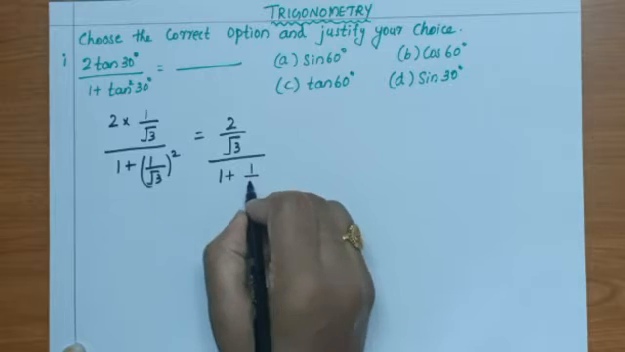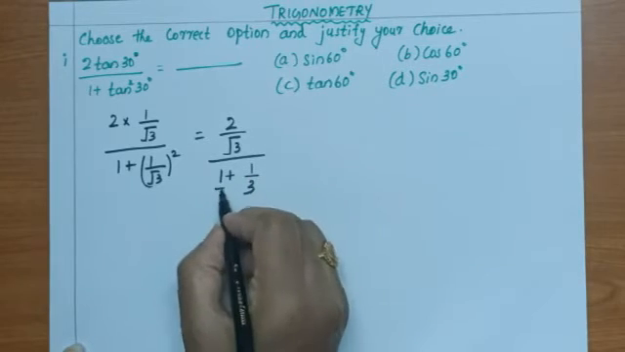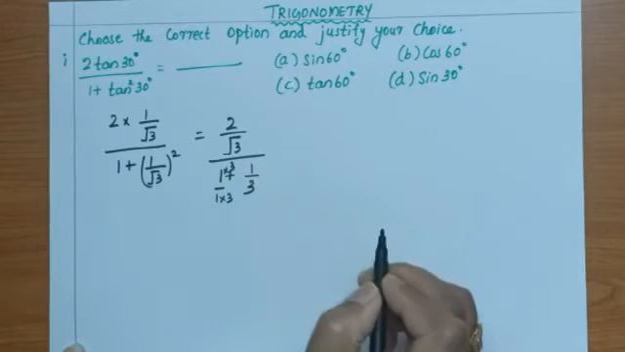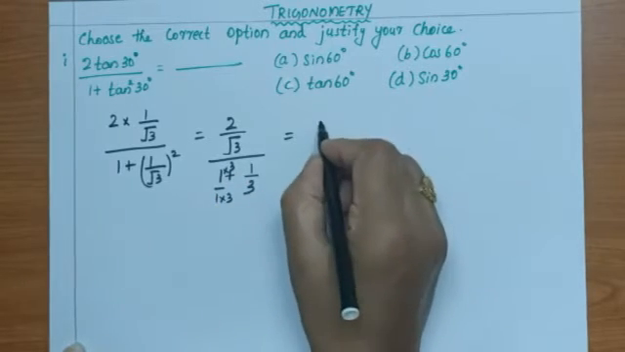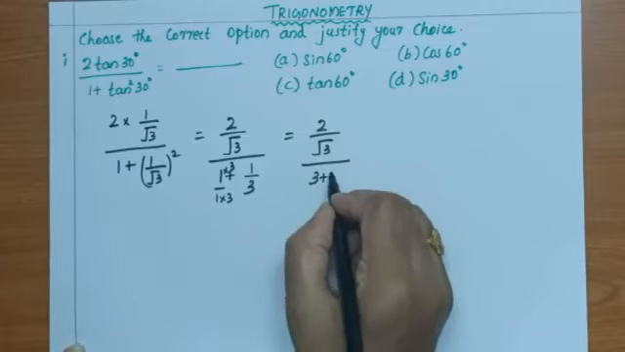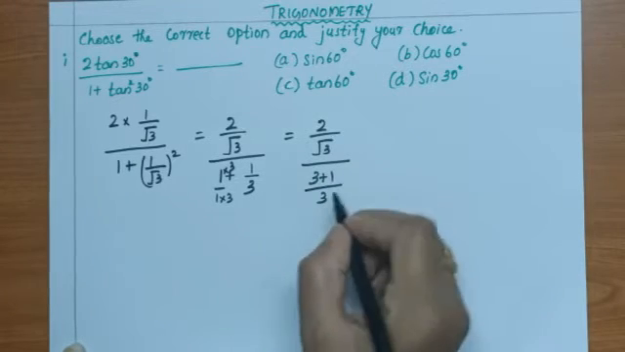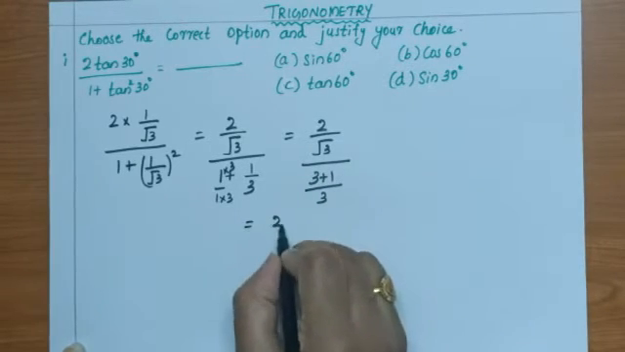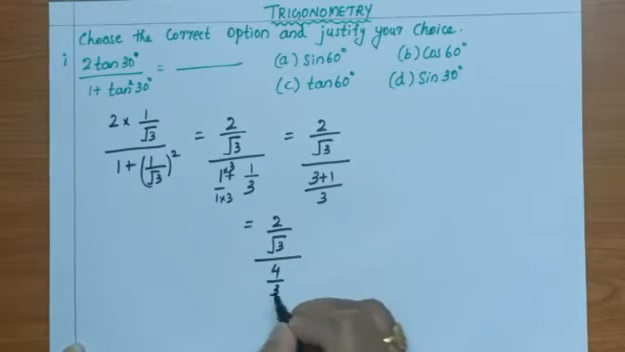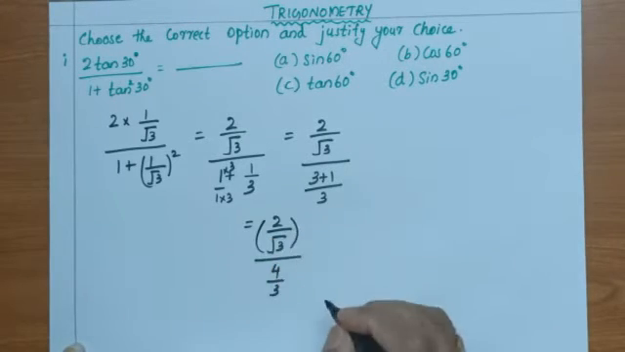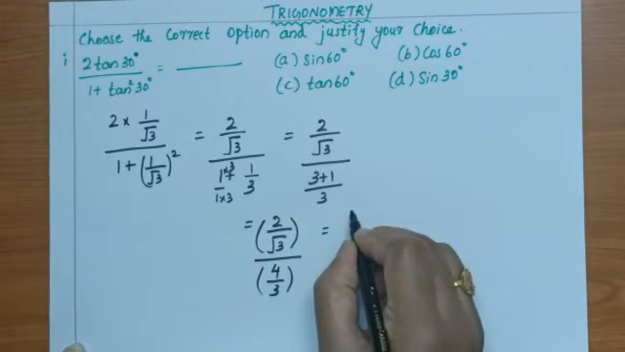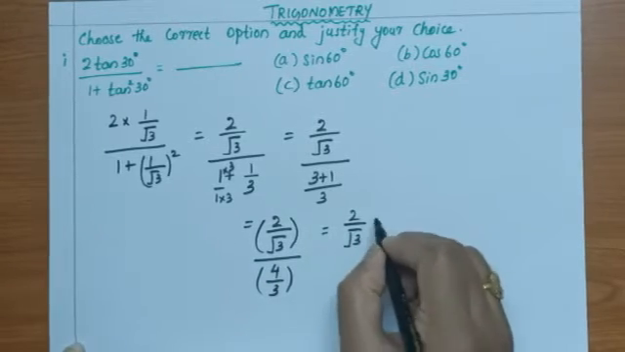Here we can take the LCM in the denominator. So 3 is the LCM. We can multiply 3 in the numerator and denominator. We will get 2 by root 3 divided by 3 plus 1 by 3. That means 2 by root 3 divided by 4 by 3. Here we can consider 2 by root 3 as the numerator and 4 by 3 as the denominator. So that means 2 by root 3 divided by 4 by 3.